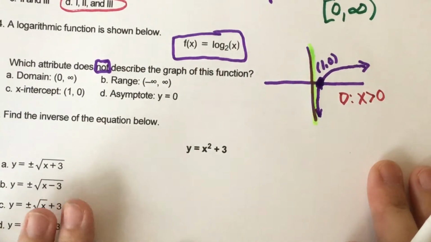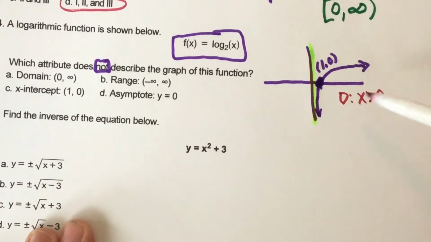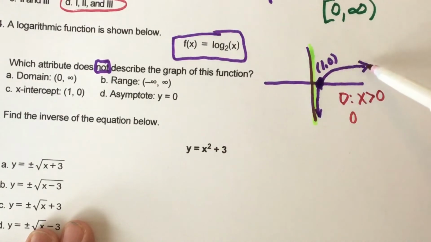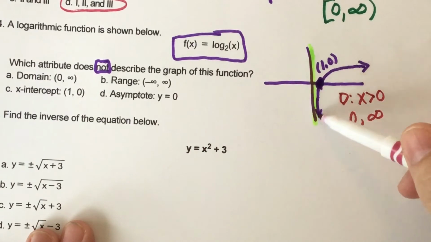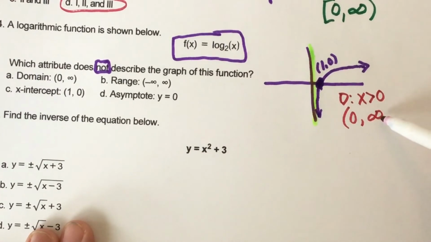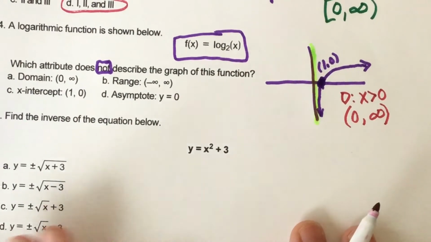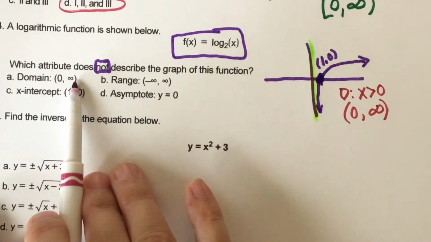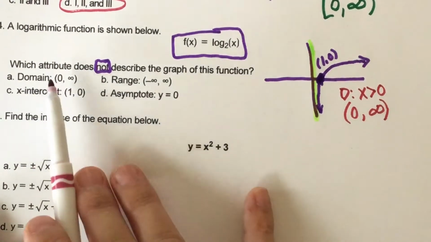Now, if I was to write this in interval notation, it's starting at zero. And when it goes to the right, it gets greater, so it's headed to positive infinity. Because it's never going to equal zero, zero is a parenthesis, and infinity is always a parenthesis. So when we look at answer choice A, it says domain is 0 to infinity. And that's true. The domain is 0 to infinity.